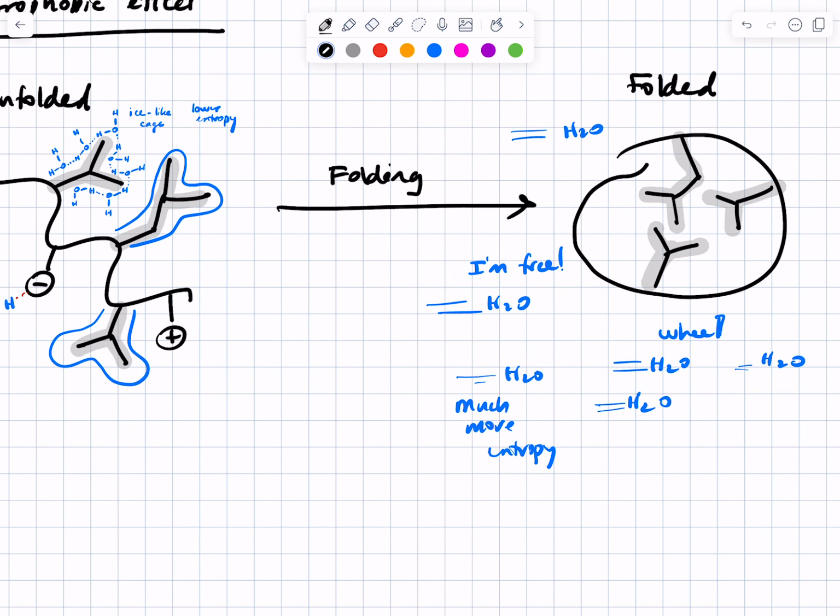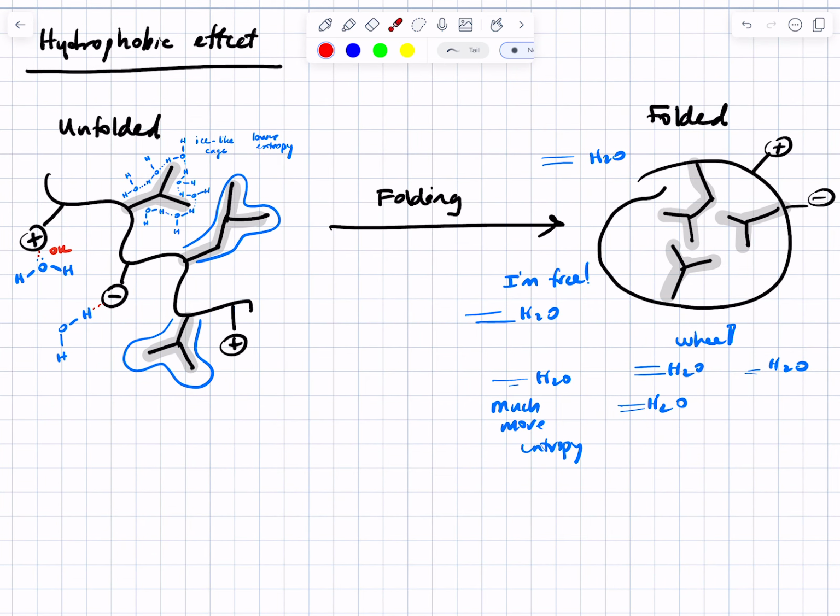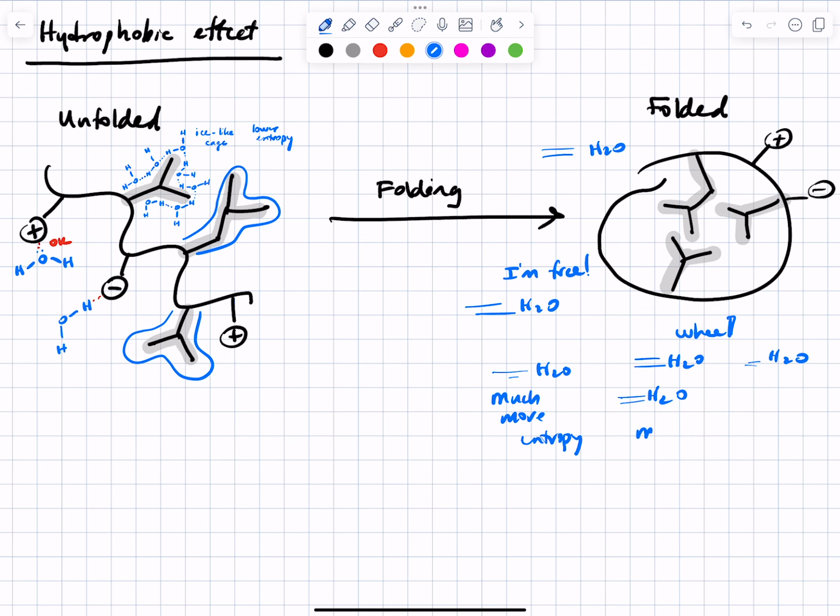and the positively charged and negatively charged side chains are going to be mostly on the surface of the protein. This is called the hydrophobic effect. It's entropy-based. The water molecules that are now zooming around and were released have more entropy, and therefore this process is spontaneous. The free energy of folding is downhill, but it's downhill mostly because of entropy.